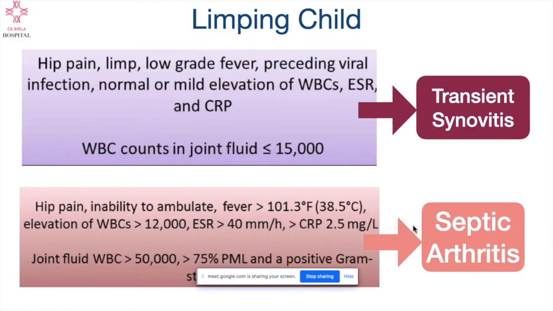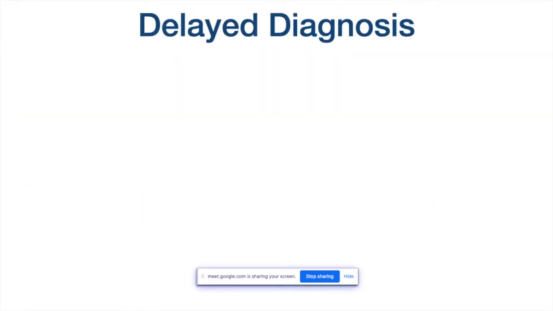In children, cartilage gets absorbed very quickly. Within 48 to 72 hours, if pus is left in the joint, you will see the cartilage just getting absorbed, and we really can't do anything about it even if we drain the joint thereafter. So they can have permanent consequences. We will see a case of septic arthritis.